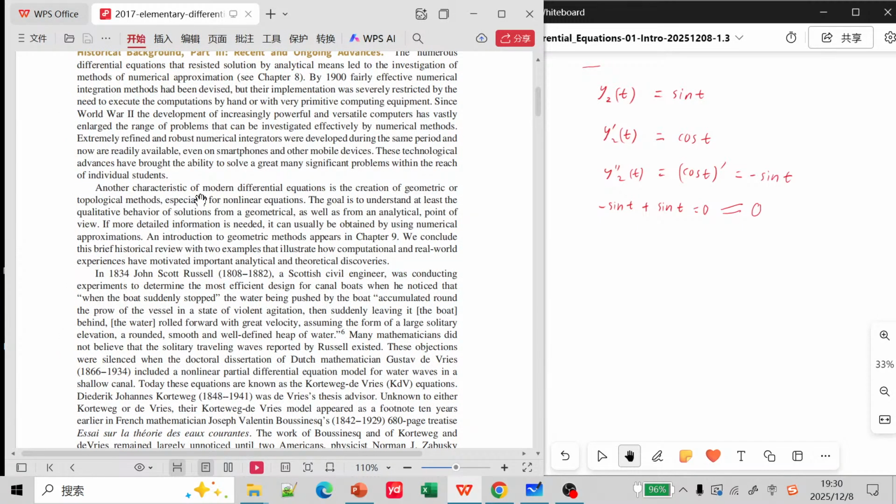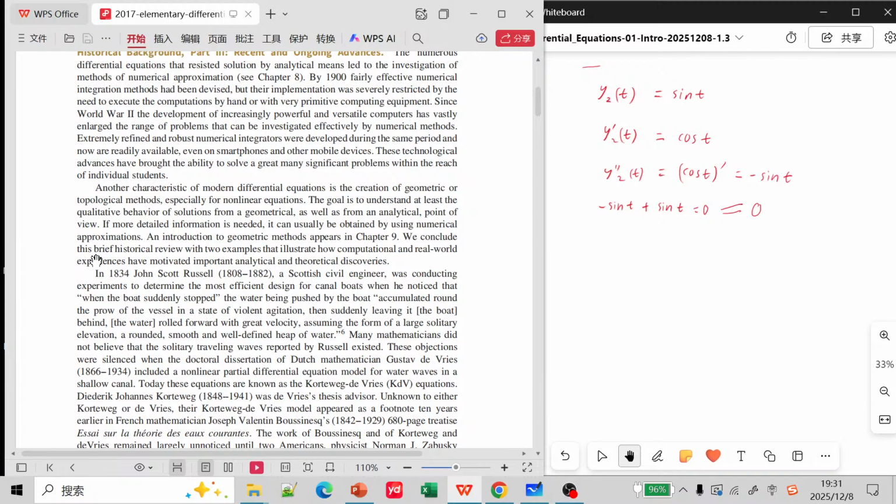Another characteristic of modern differential equations is the creation of geometric or topological methods, especially for nonlinear equations. The goal is to understand at least the qualitative behavior of solutions from a geometrical as well as from an analytical point of view. If more detailed information is needed, it can usually be obtained by using numerical approximations. An introduction to geometric methods appears in Chapter 9.